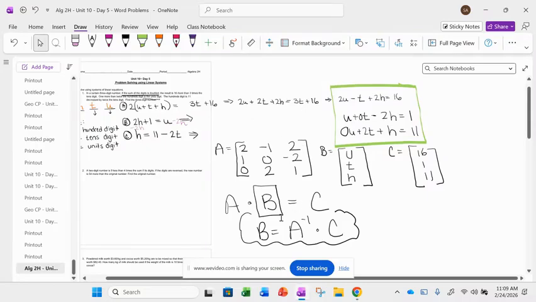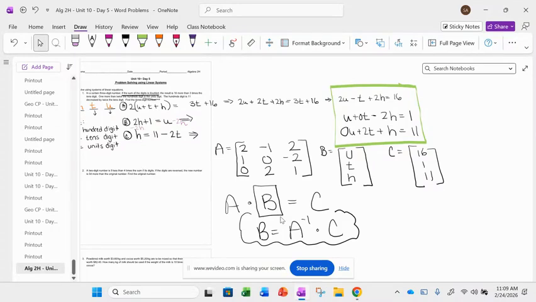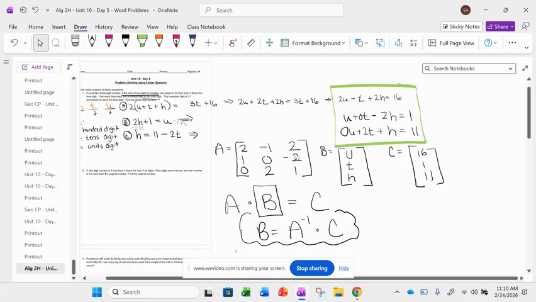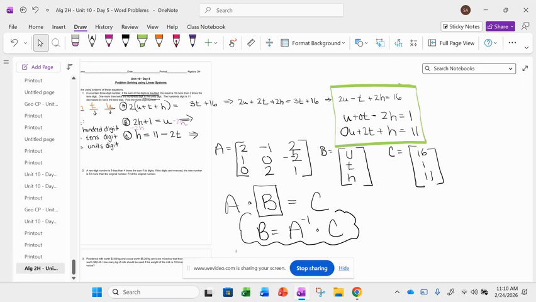So let's go to Desmos. I'm going to write this on the board so we have it. What was it? 2, -1, 2, 1, 0, -2, 0, 2, 1. Oh, this is at 11, right? Oh no, 2, 1. Never mind. We're good. This is A. And then C is 16, 1, 11. There we go. Okay, let's go to Desmos.